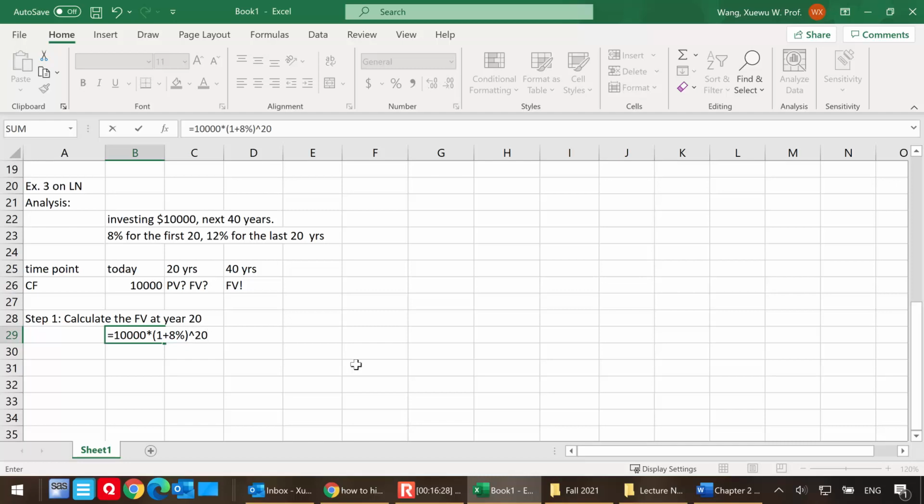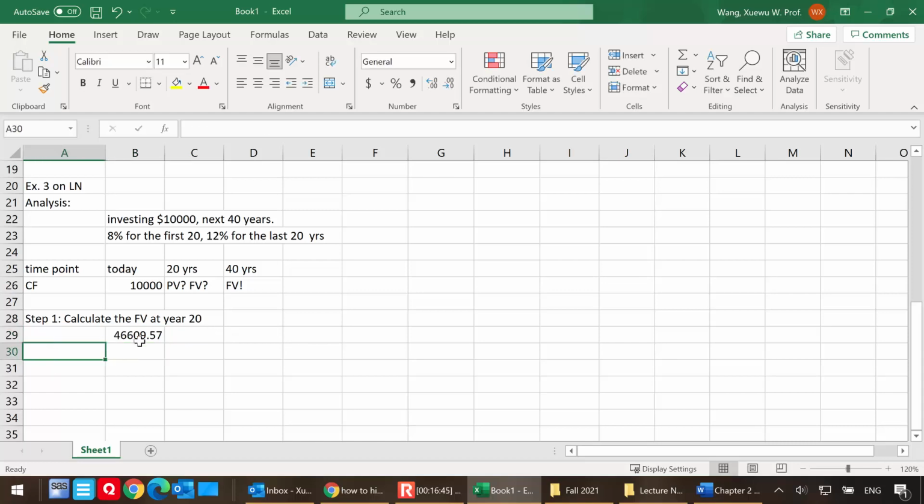I'm sure you know how to do this using a financial calculator, but here we're doing this in Excel. So this is how you do it. This little sign here is actually raising to the power of. All right, so that's our first step. This is telling us that $10,000 today is equivalent to 46,609.57 in 20 years at the interest rate of 8% per year.